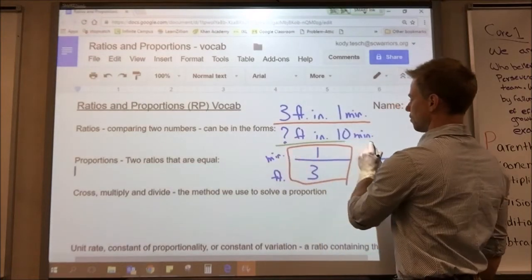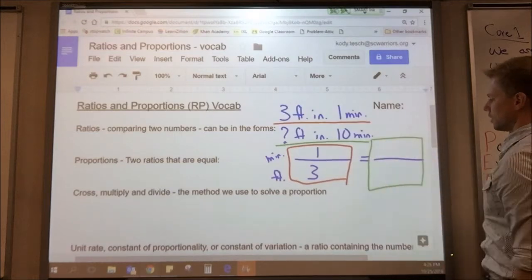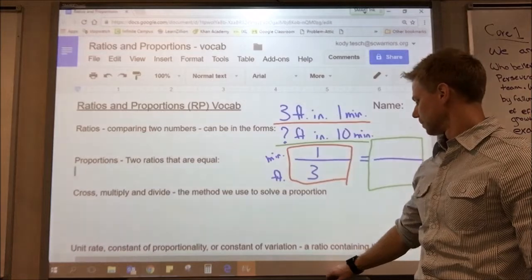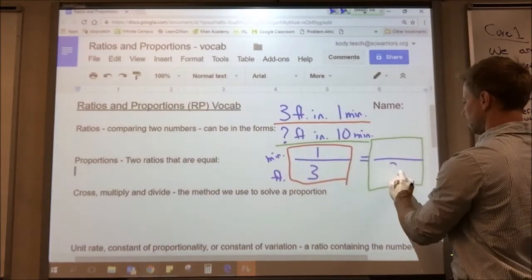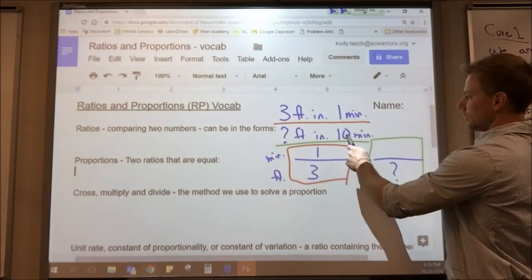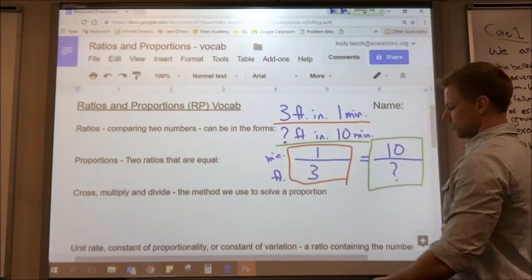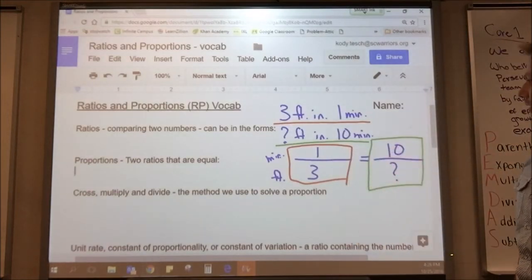The second piece of information, those two things are going to go in the same ratio together here because they are happening at the same time. So the question mark goes with feet, so feet are on the bottom, question mark on the bottom. The 10 is with minutes, minutes are on top, so the 10 goes on top. Now I have my proportions set up correctly, and I would be able to solve for the question mark.